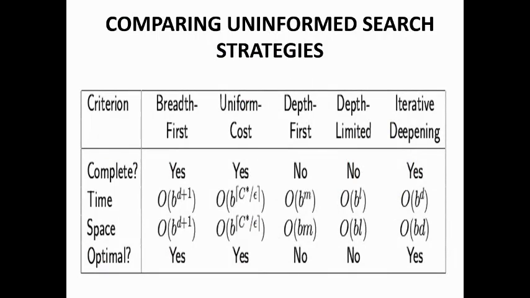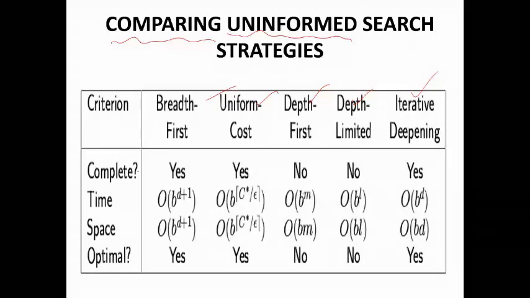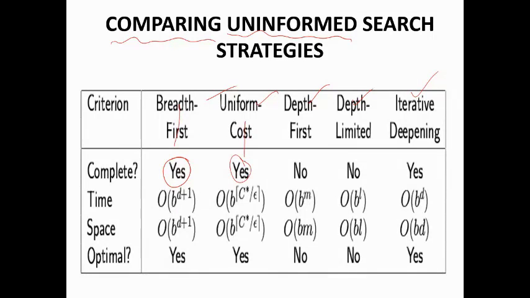Let's move to the next one. This is the comparative analysis of the uninformed search strategies. In this we have breadth first, uniform cost, also depth first, depth limited, and iterative deepening, all these algorithms. The first thing is, which one will be complete, which one is guaranteed to give you the result. Yes, in this case, all of them, but, oh sorry, not this one, this is no. How about the iterative? Yes, of course, we will get it.